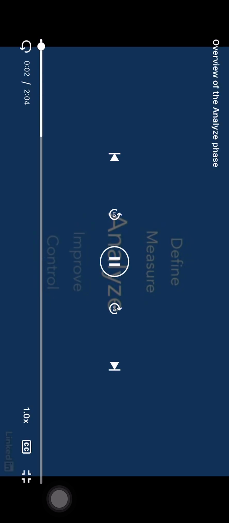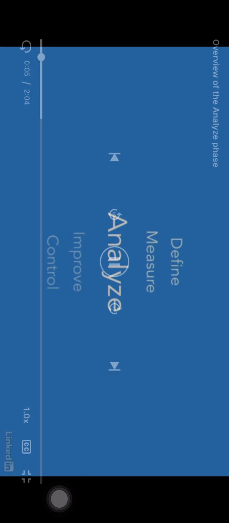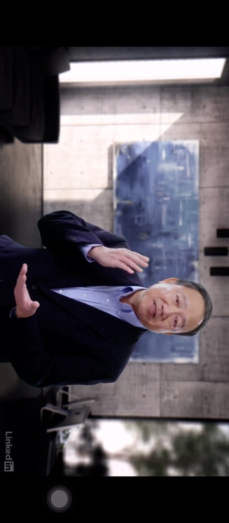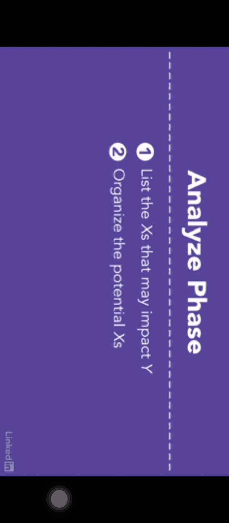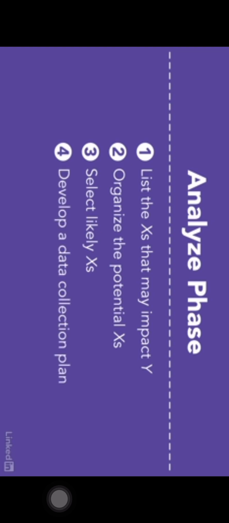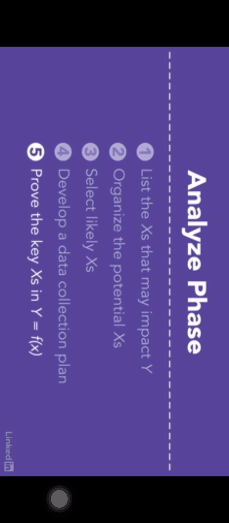The analyze phase in Six Sigma is what makes DMAIC projects so powerful. During this phase, the purpose is to determine which Xs are the key factors that impact the problem Y. In short, which key Xs belong in Y equals f of X. Remember, here are the 5 steps in the analyze phase. First, generate a list of potential Xs that impact Y. Next, organize the potential Xs. Then, compile a shortlist and select the likely key Xs. Next, develop a data collection plan for the analysis. And last, you need to prove the key X in Y equals f of X.